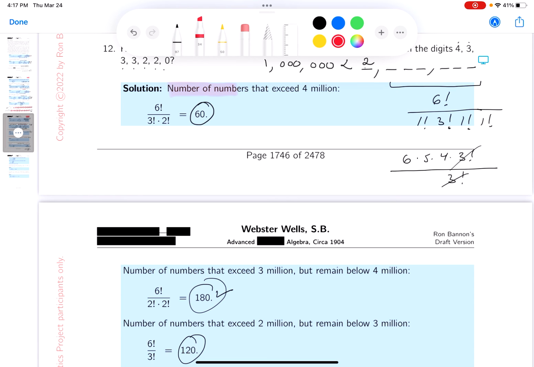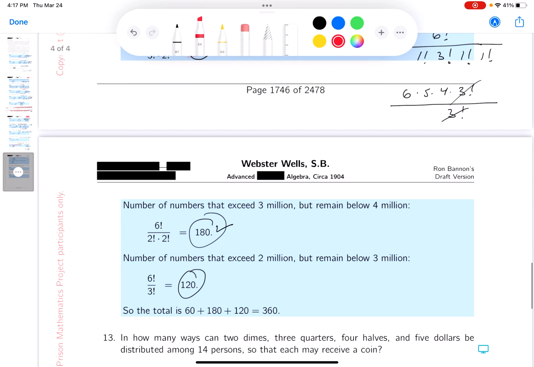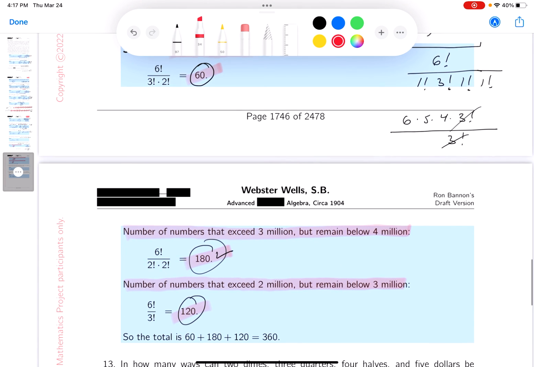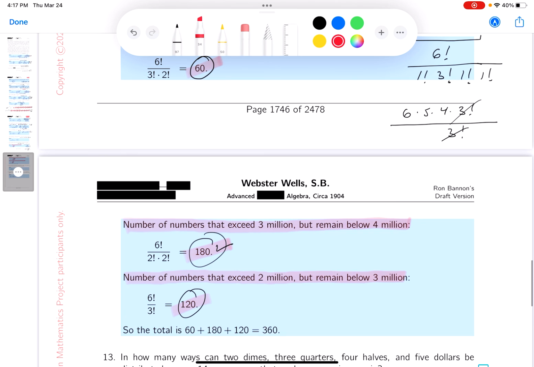This is the number of numbers that exceed 4 million. There's 60 of them. This is the number of numbers that exceed 3 million but still remain below 4 million. There's 180 of them. This is the number of numbers that exceed 2 million but remain below 3 million. You may have to take time to think about that. I've got to add those together then. 60, 180, and 120. Add them together. Well, 180 plus 120 is 300, and plus 60, 360. It's 360 ways to do that.